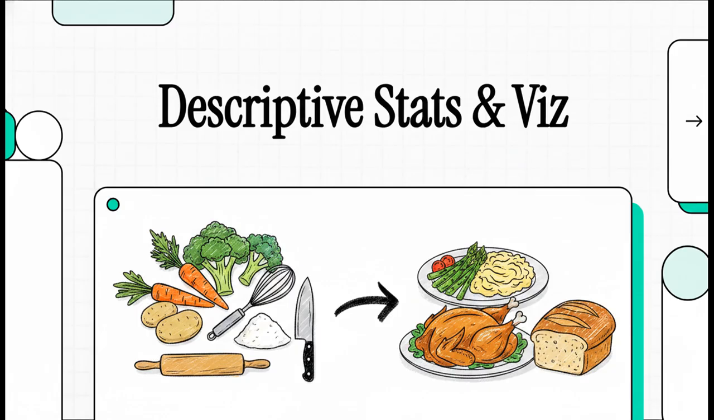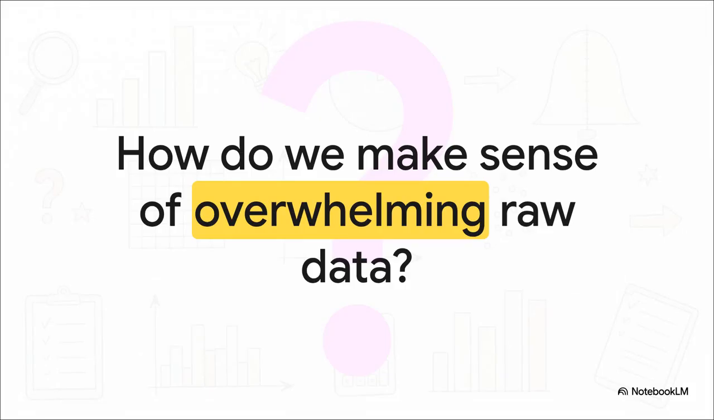It takes prep work, the right techniques, and a little bit of artistry to turn those raw, chaotic ingredients into an actual masterpiece. So that brings us to a pretty massive question. How do we actually make sense of overwhelming amounts of raw data? Well, we need a recipe. And in the world of data science, that ultimate recipe is a combination of descriptive statistics and data visualization. These are the exact tools we use to transform those chaotic, endless rows of information into crystal clear, actionable insights.